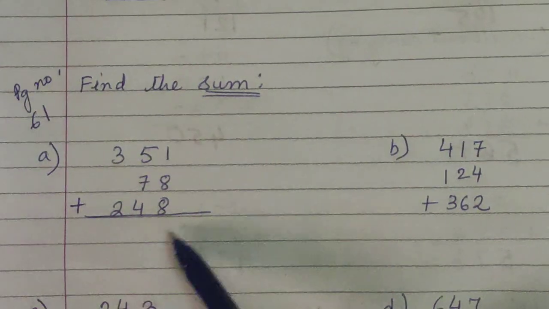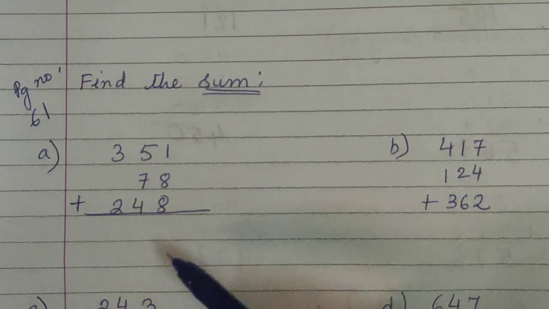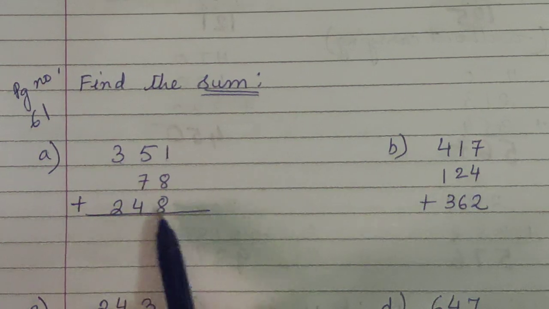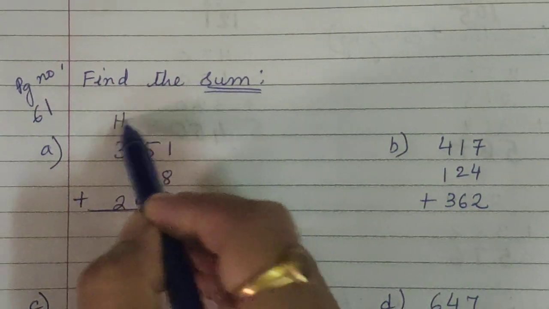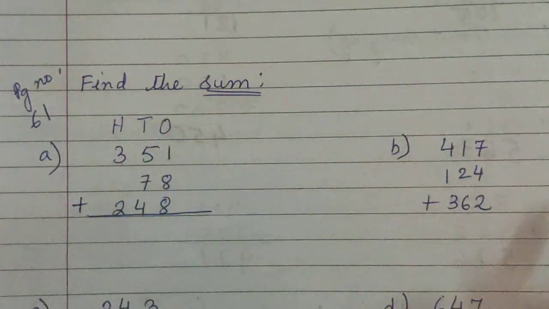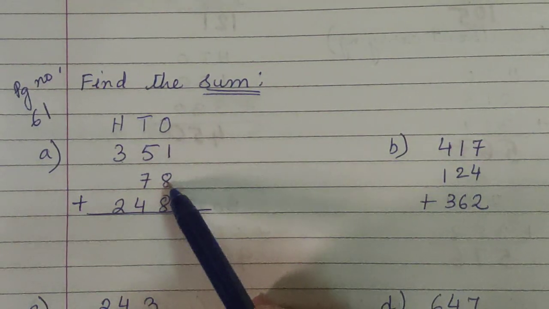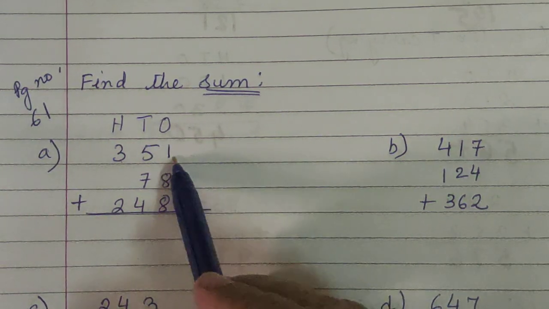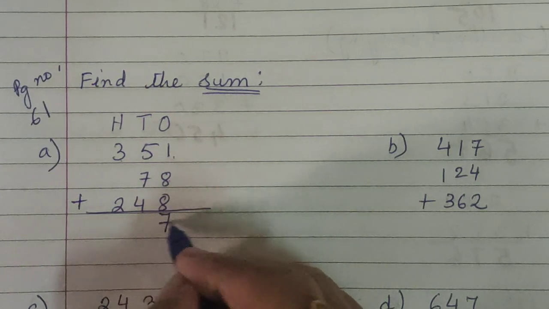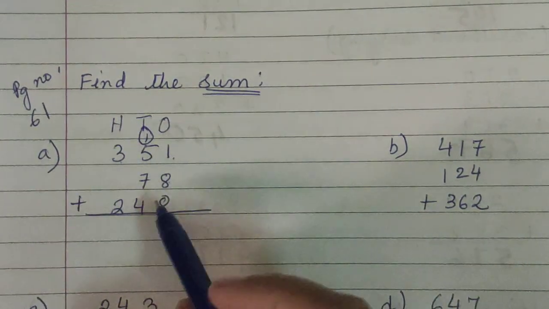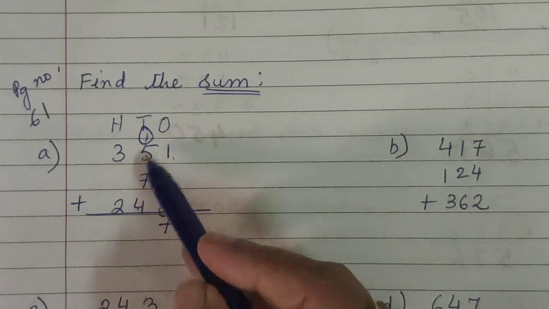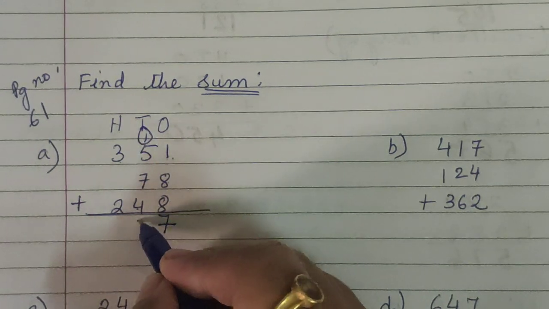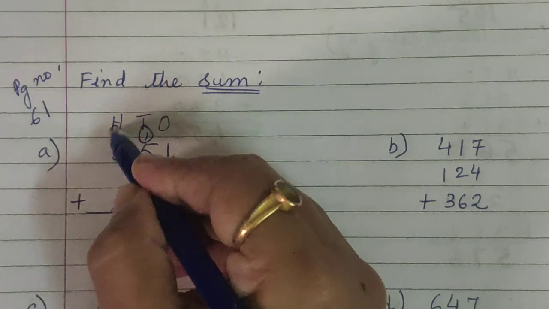But now here it is 3-digit numbers. So 351, 78, 248. So first what we have to do? We have to write hundreds, tens and ones. First that work only we have to do. So 8 plus 8, 16, 16 plus 1, 17. So 7 you have to write here, 1 you have to keep it. So 7 plus 4, 11. 11 plus 5, tell me, 11 plus 5, 16. 16 plus 1, 17. So 1 again you have to put it here.